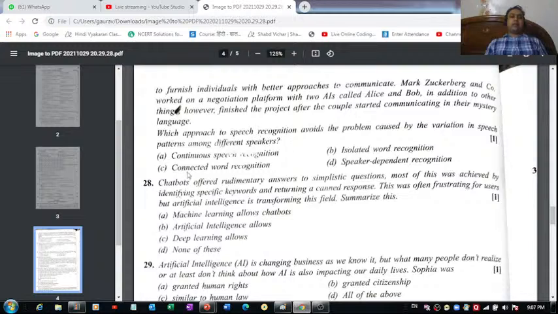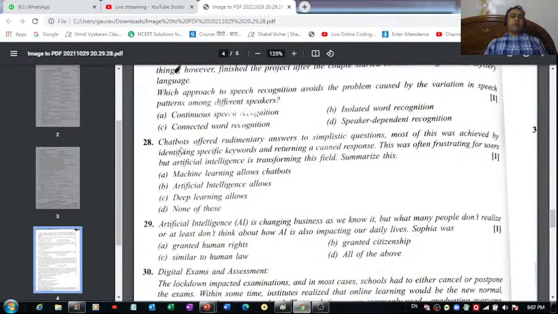It doesn't have to do anything with connected word recognition. It doesn't have to do anything with isolated recognition. Continuous speech recognition is also not required. It's the speaker dependent recognition. Question number 28: chatbots offered rudimentary answers to simplistic questions.